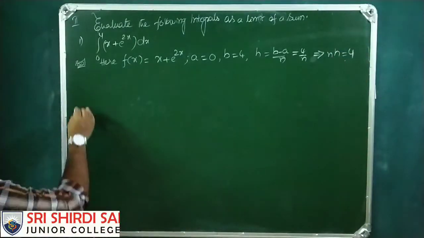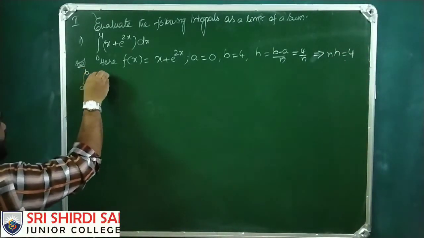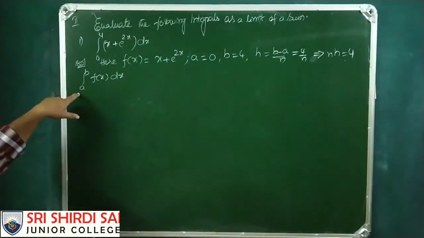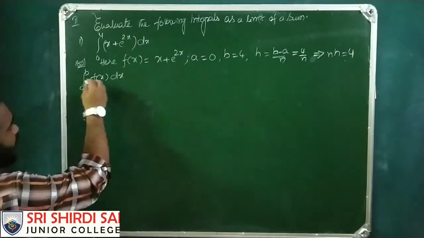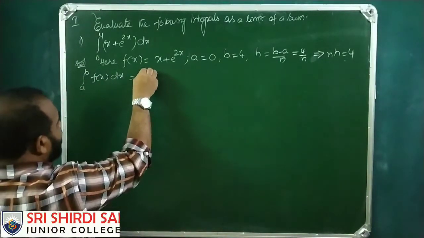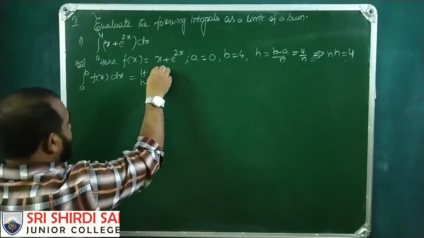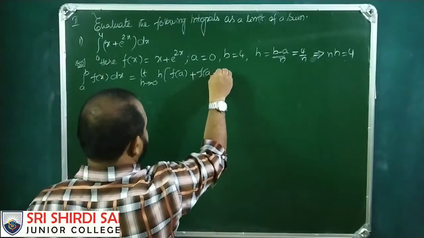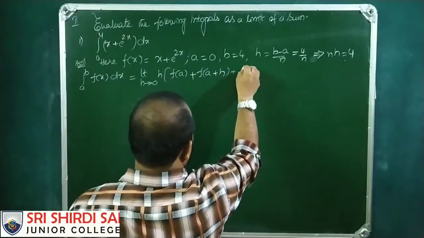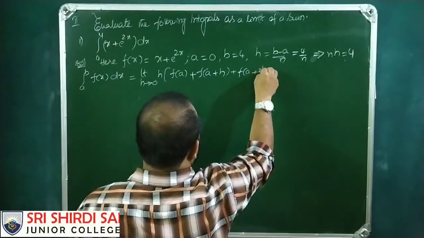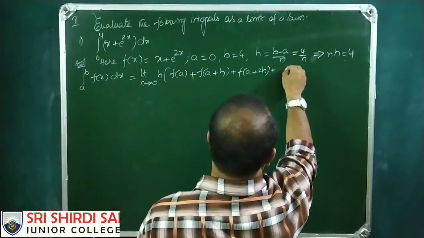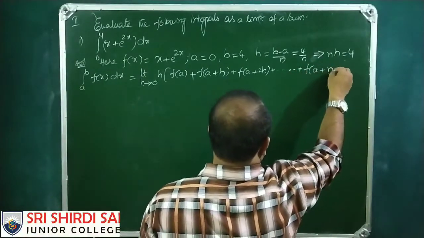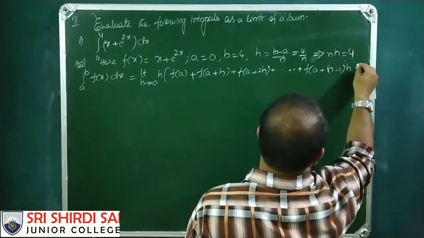Now the integral from a to b of f of x dx. What is the definite integral as a limit of a sum? The integral from a to b of f of x dx equals the limit as h tends to 0 of h into [f of a plus f of a plus h plus f of a plus 2h, etc., plus f of a plus (n minus 1) into h].